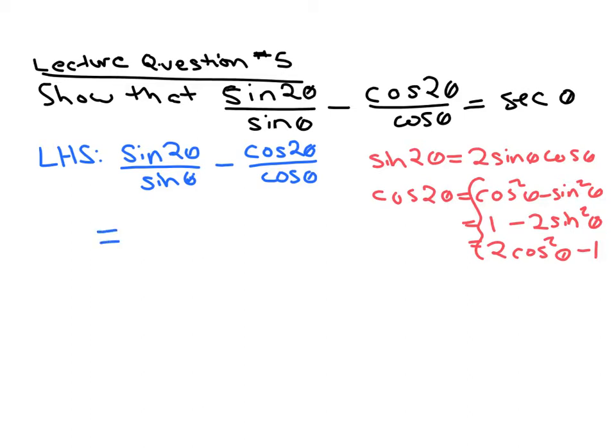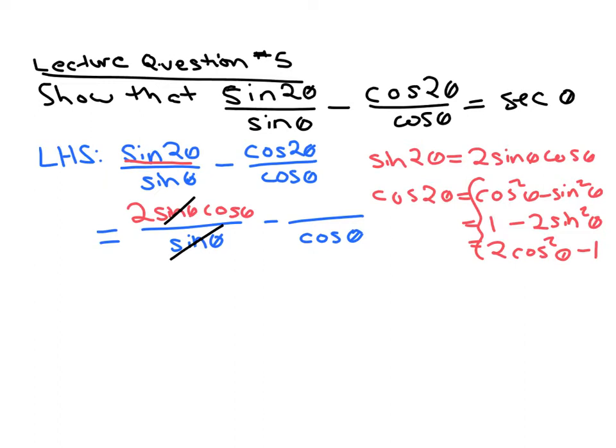But let me start with just that sine of 2 theta. So there's only one option for sine of 2 theta. It's 2 sine theta cosine theta. And that's over sine theta. And so right now I notice that I can cancel a common factor of sine there. Now over here, this is where I have the three options for the numerator.